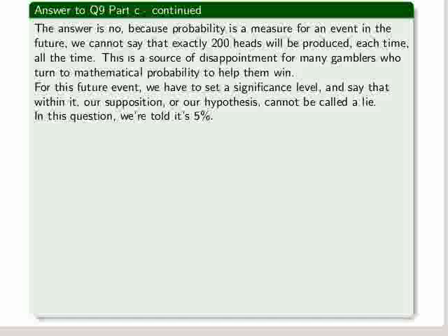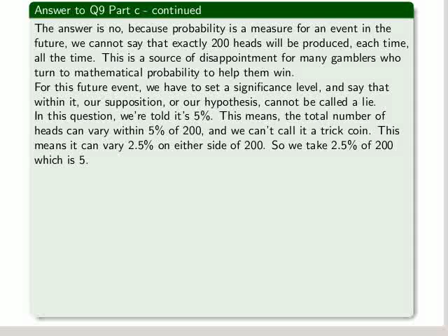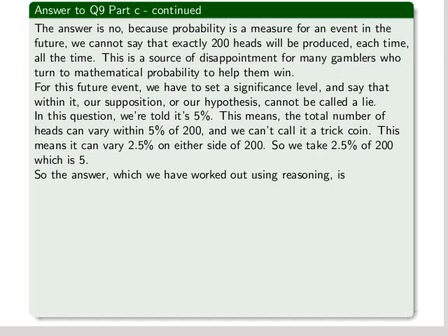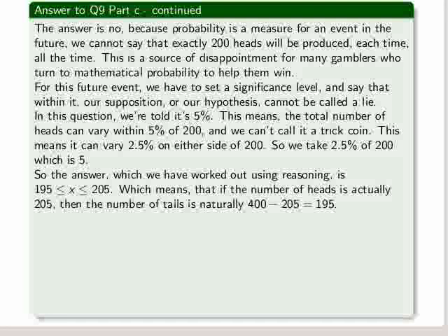In this question we're told it's 5%. This means the total number of heads can vary within 5% of 200, and we can't call it a trick coin, which means that it can vary 2.5% on either side of 200. So we take 2.5% of 200, which is 5. So the answer, which we have worked out using reasoning, is that x must be greater than or equal to 195 and less than or equal to 205, which means that if the number of heads is actually 205, then the number of tails is naturally 400 minus 205, which is 195.